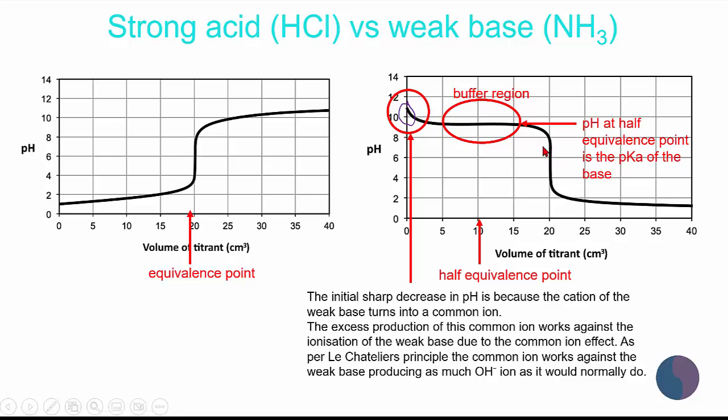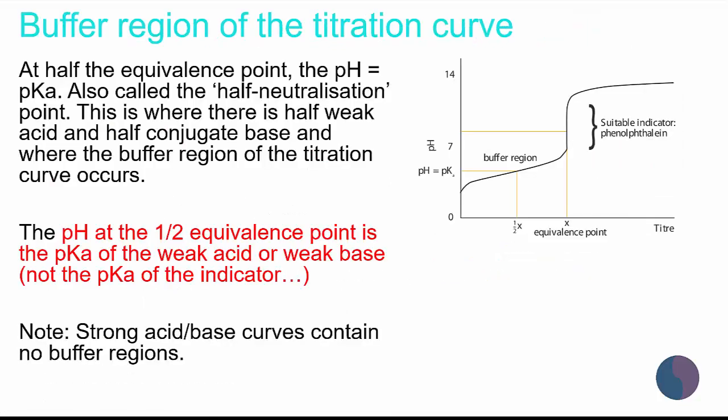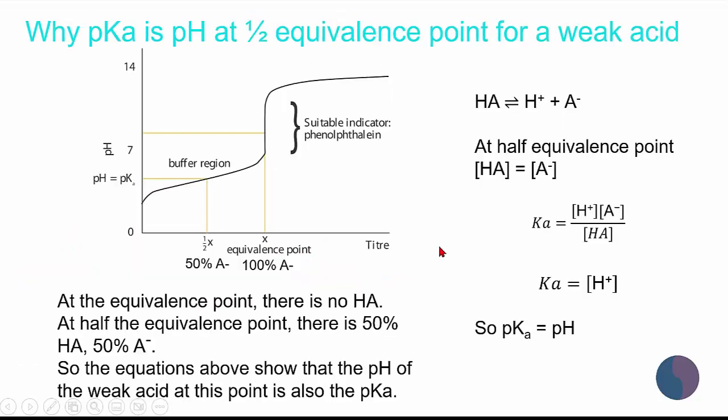Okay, so don't get it confused with having the correct pKa of the indicator over here to work out which is the correct indicator to use. So we're looking at two different pKas. We just looked at the pKa of the indicator, now we're looking at the pKas of the weak acids and bases. I'm just stating the fact: at the half equivalence point, the pH is the pKa of the acid or the pKa of the base. And so how do you explain that?